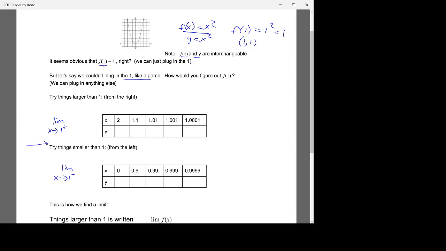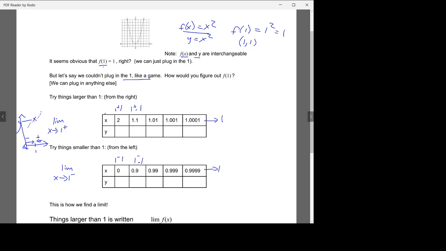So on the number line, if there's 1, we can try from the right side and from the left side and see what the values are. So maybe they go like this. There's our key value that we can't plug in, something like that. And maybe they both get close to it, and that should tell us the y. So in this case, here are some x values that are getting closer and closer to 1 from the right, and these are some x values that are getting closer and closer to 1 from the left. You can see we did 1 plus 1, that's the dollar, dime, penny, and a couple more. And here's 1 minus 1, 1 minus dime, penny, and a few more.